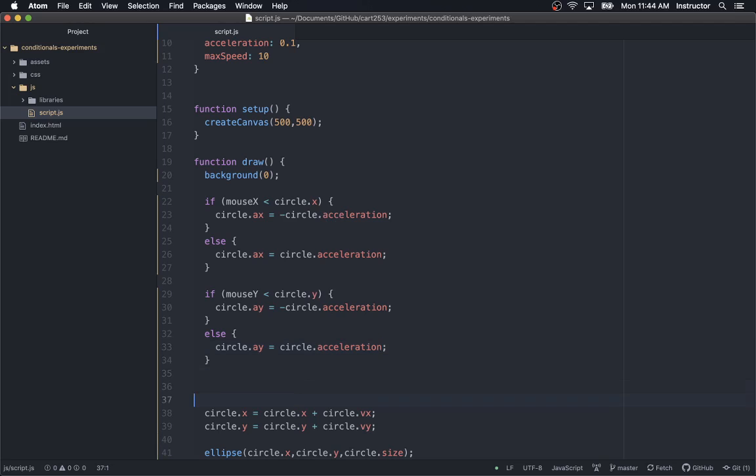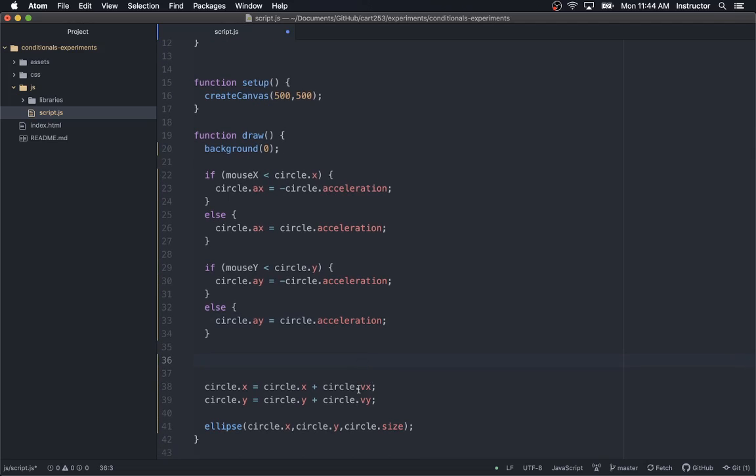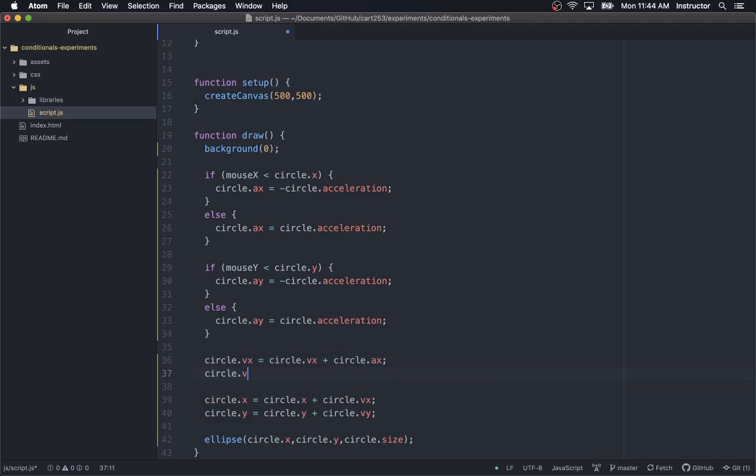And we need another extra layer of maths here. Because now we're not just directly setting the velocity, we want to set the velocity via the acceleration. So the way that this works is that you say that the circle's velocity is equal to its velocity plus its acceleration. That's as simple as that. I mean, it's not as complicated as you might imagine. And we do the same thing for Y.